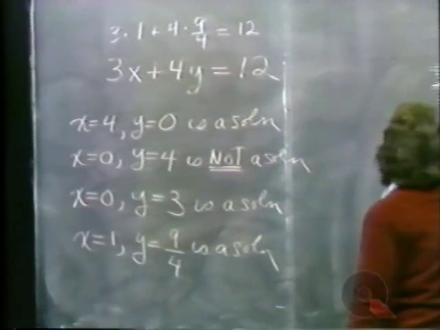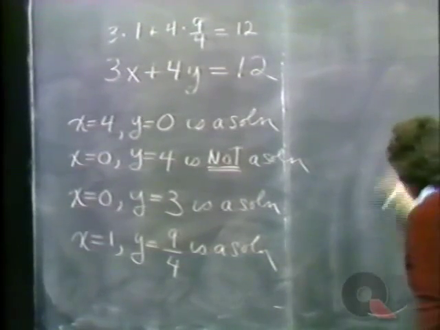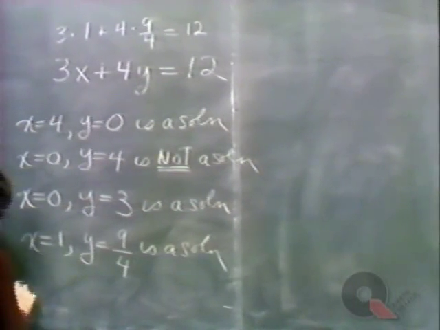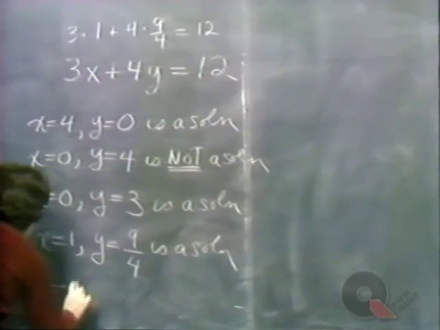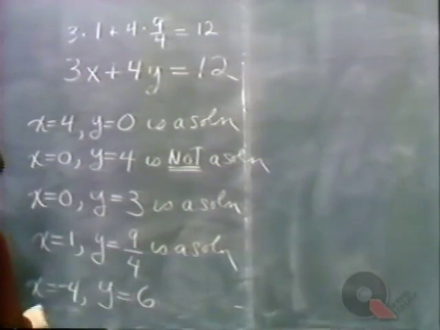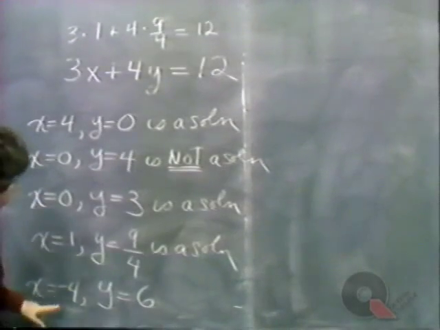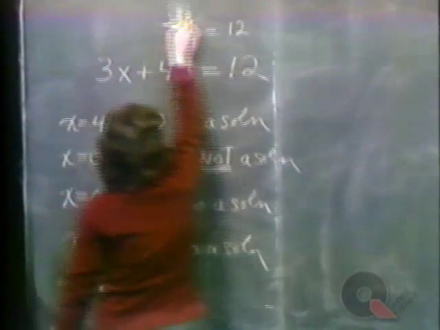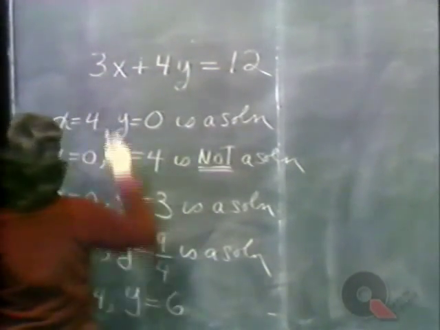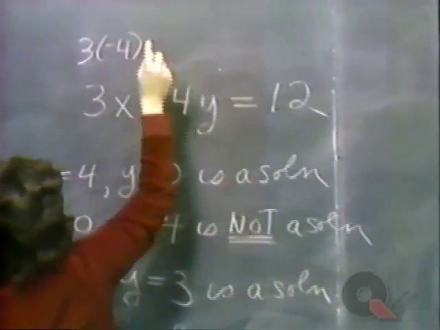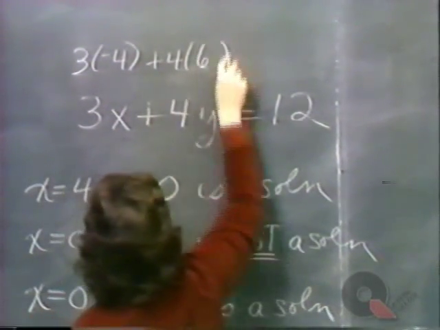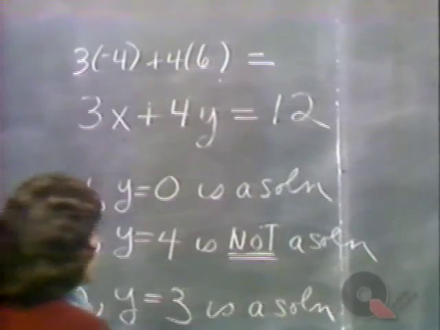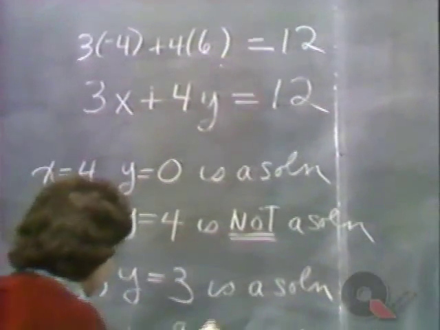Okay, let's get some more. If x equals minus 4 and y equals 6. I'm just picking some more values. If x equals minus 4 and y equals 6, we also have a solution because, let me substitute in up here for you, x equals minus 4, y equals 6. 3 times minus 4 plus 4 times 6. This gives you minus 12 plus 24. Minus 12 plus 24 is plus 12. So this is a solution.